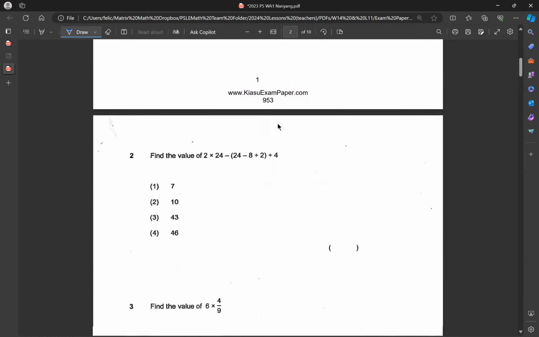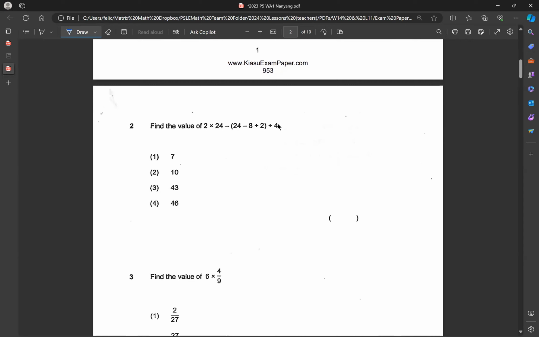Okay, I'll be moving on to question 2. So question 2, we have this long string of numbers that involves many operations. Notice you have a mix of subtraction, division, multiplication, and then you have a set of brackets also. Based on your order of operations, your brackets come first. Brackets is the priority. The next one will be your division or multiplication. And lastly will be your addition or subtraction.